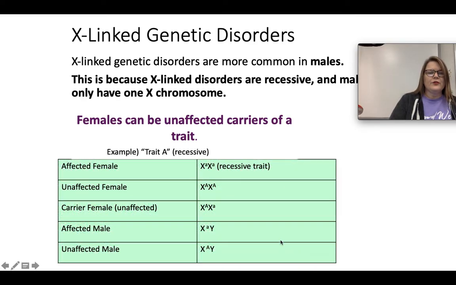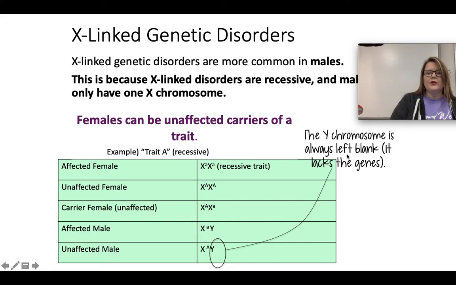Affected females could be X lowercase, X lowercase. That would indicate a recessive trait. An unaffected female would be X capital, X capital, or they could also be unaffected and be a carrier female, which would be X capital, X lowercase. In other words, they themselves wouldn't have it, but they could pass it on to their offspring. An affected male would be X lowercase Y, and an unaffected male would be X capital Y.